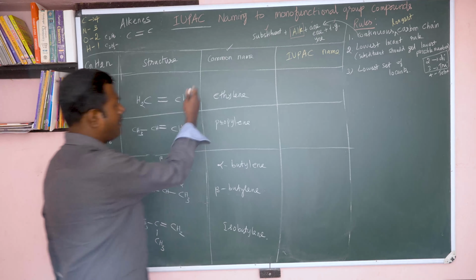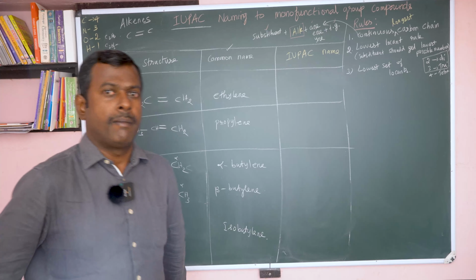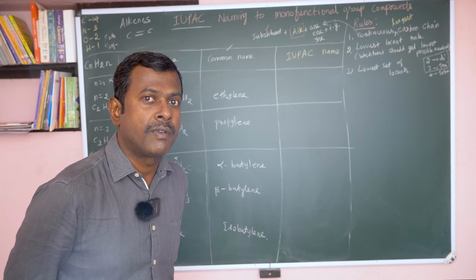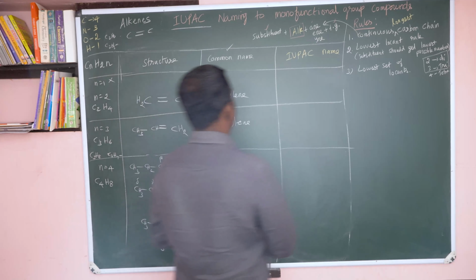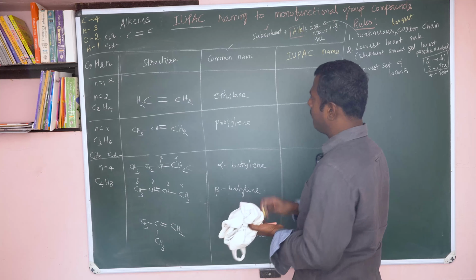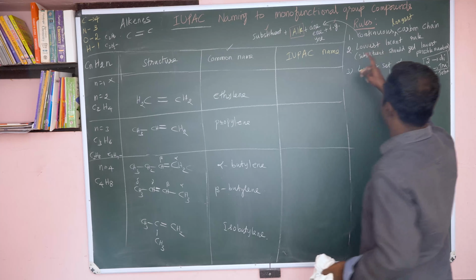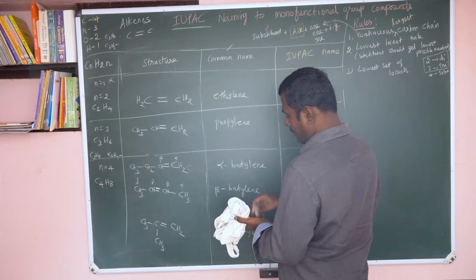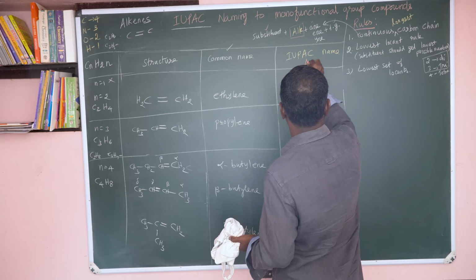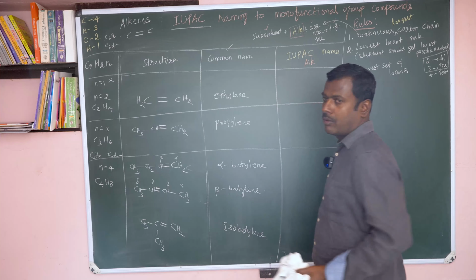These common names we already know. But in this class, what are we focusing on? IUPAC names. For alkenes, the IUPAC name is this: you first have to count the number of carbons. We have to find the continuous longest carbon chain. Based on the number of carbons, we have to choose the root word alk.